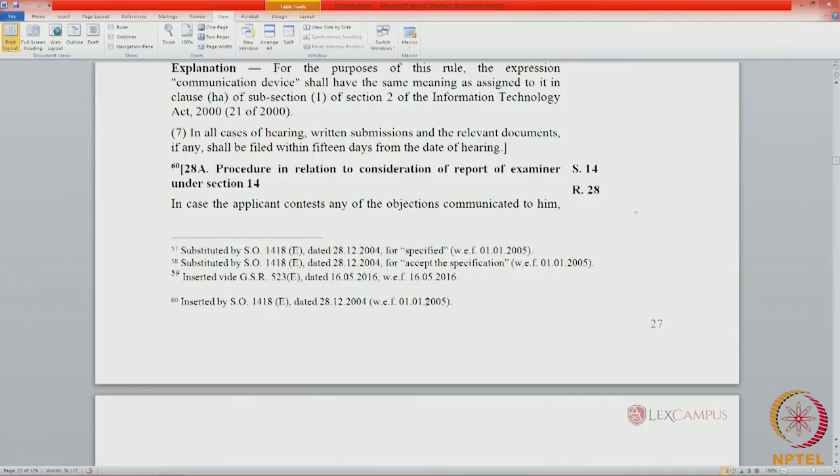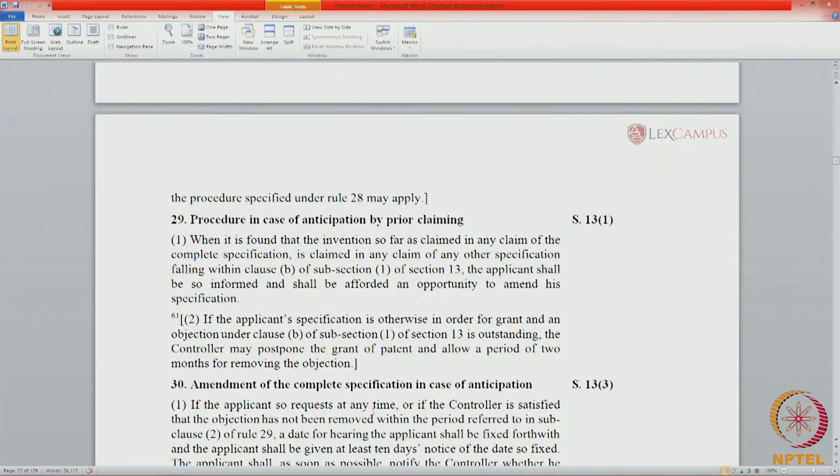Now, what is the procedure to be followed in relation to consideration of the report of the examiner under section 14? It is a very simple procedure. We had seen in detail how Rule 28 operates. Rule 28 pertains to the procedure in case of anticipation by prior publication. We saw how the objections are communicated and on what basis they are done, and time is given, there is a notice period and there is a hearing. The same procedure applies in case of Rule 28(8) also. The rule says, in case the applicant contests any of the objections communicated to him, the procedure specified under Rule 28 may apply. So, it is the same thing.